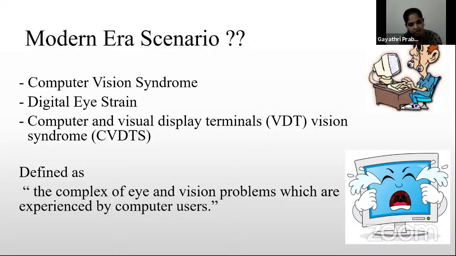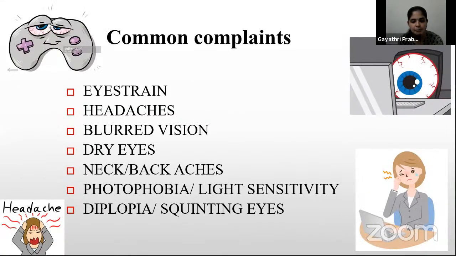So in the modern era scenario, more than computer vision syndrome, digital eye strain is a more apt term, because we are not binding ourselves to just desktop monitors, which was the case a few years back. These days there are mobile devices and we are always on the go with some device or the other. So basically, computer vision syndrome or digital eye strain is a complex of eye and vision problems experienced by computer users. Now, let us look at some of the common complaints that these patients come with.